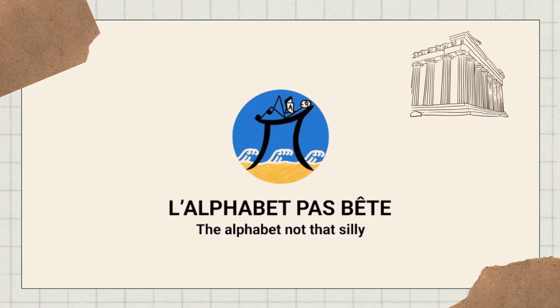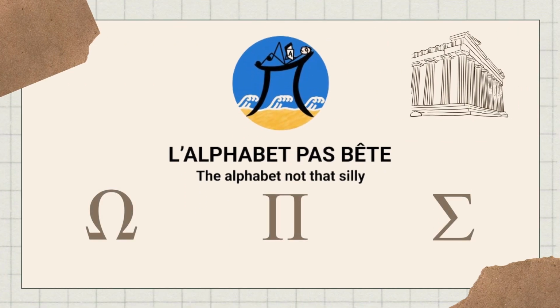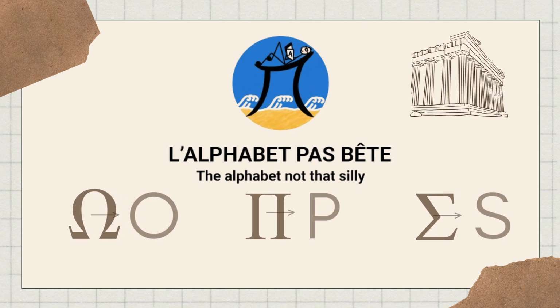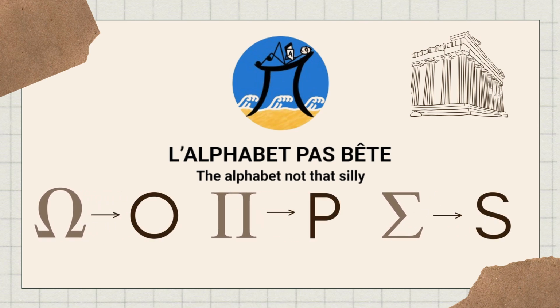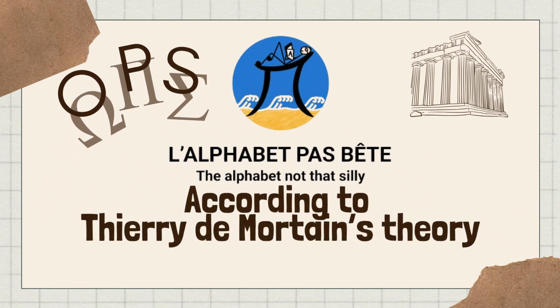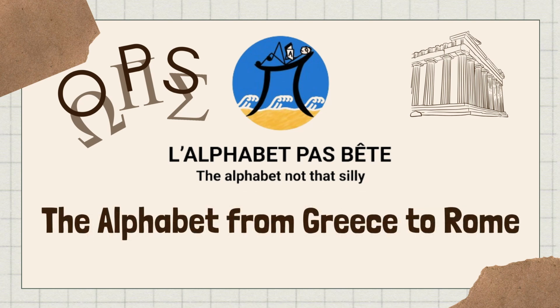Today, we will discover how the Greek alphabet, which emerged from the Phoenician alphabet, derived to give us the Latin alphabet by studying the acropictographic correspondence between the shape of the letters and their environment, according to Thierry de Mortin's theory. So sit back comfortably and get ready for a journey through the letters of the Latin alphabet.